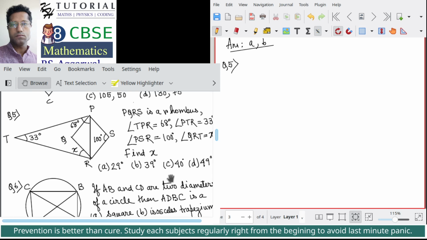PQRS is a rhombus. Now PQRS is a rhombus. One angle, S, is given to be 100 degrees. PQRS is a rhombus.